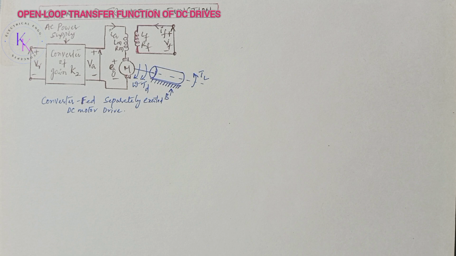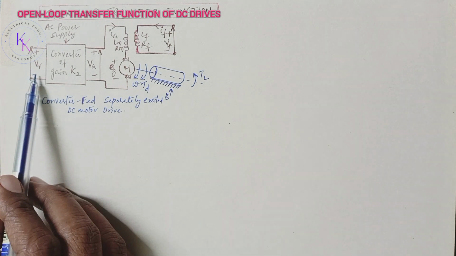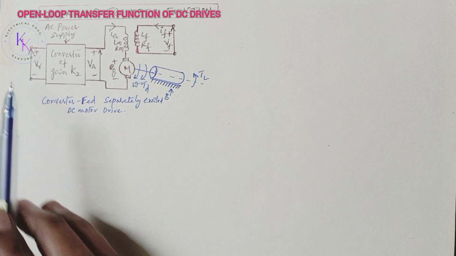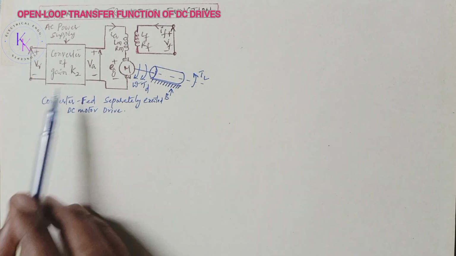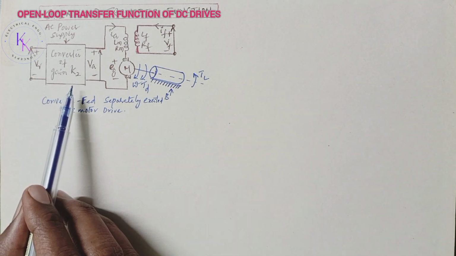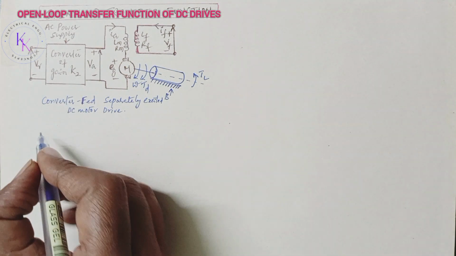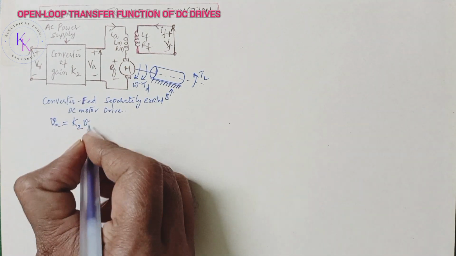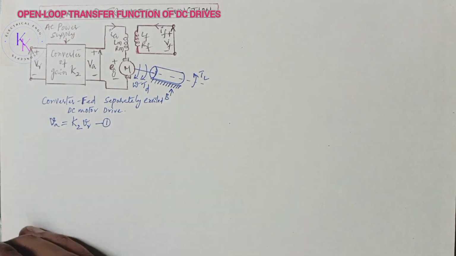The circuit arrangement of a converter fed separately excited DC motor is as shown in the figure. The motor speed is adjusted by setting a reference voltage VR, assuming a linear power converter of gain K2. The armature voltage VA is given by K2 VR. Let this be equation 1.